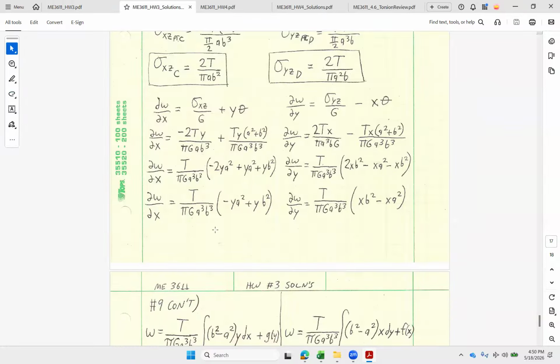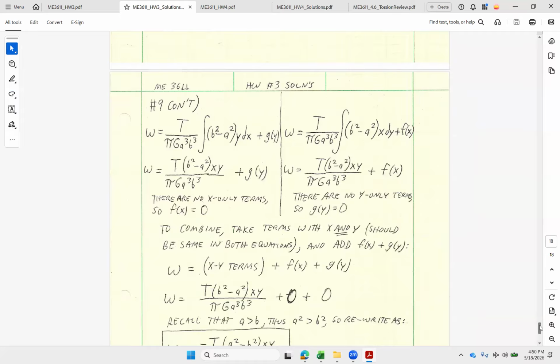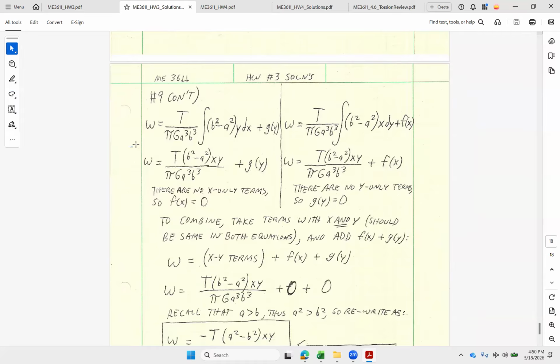So I can integrate up with dx, I can integrate up with dy on these two formulas, and the only thing I might be missing is functions purely of the other variable. Right. So I come up here, I get this plus a function g of y. I get the same thing over here plus maybe something with x.